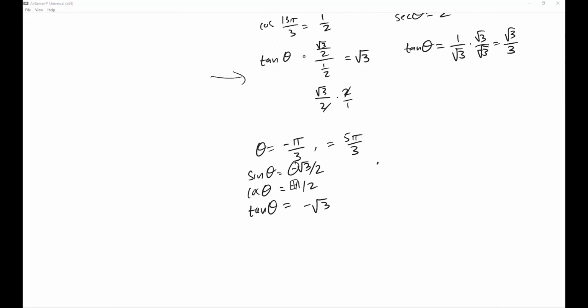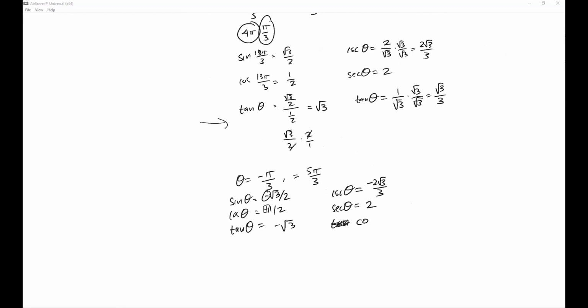What about cosecant theta? It's negative 2 radical 3 over 3. What about secant? Just positive 2, right? And then the cotangent, sorry, my bad, this is cotangent. Cotangent is equal to negative radical 3 over 3. All right.